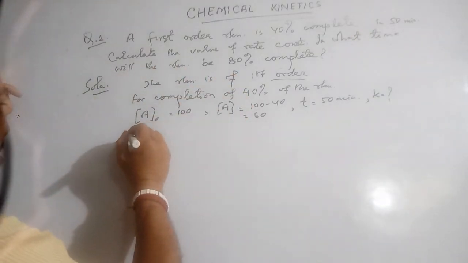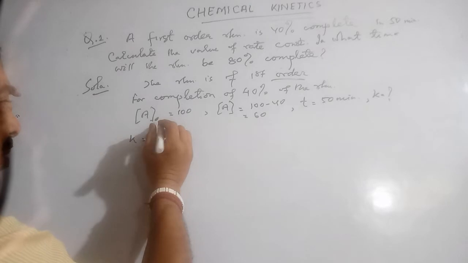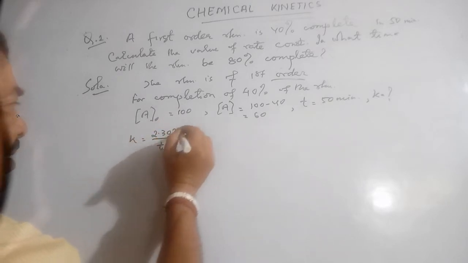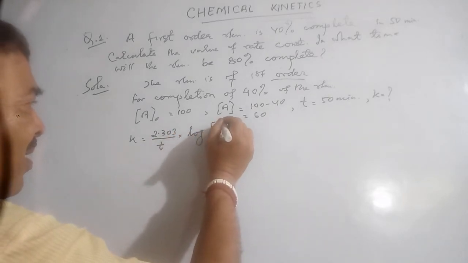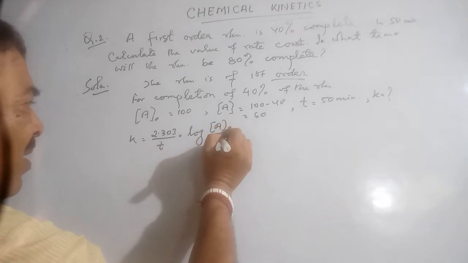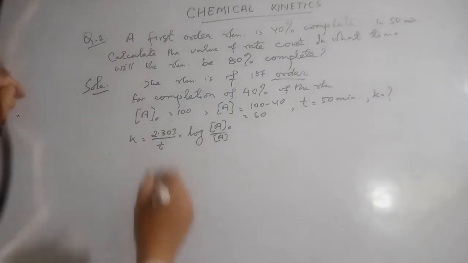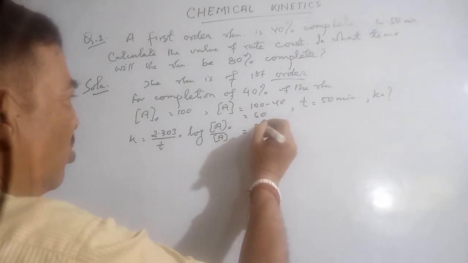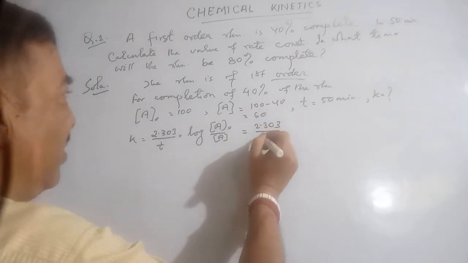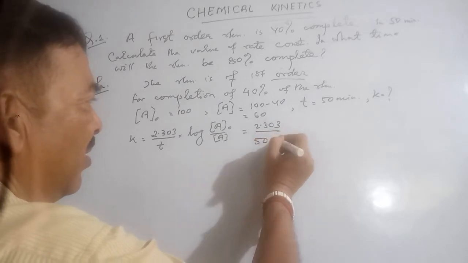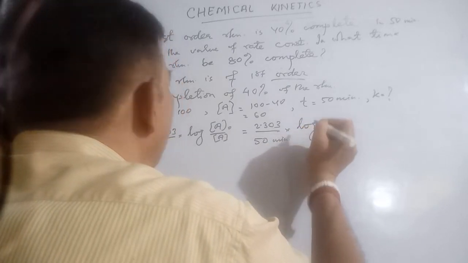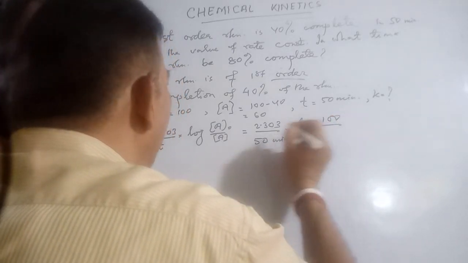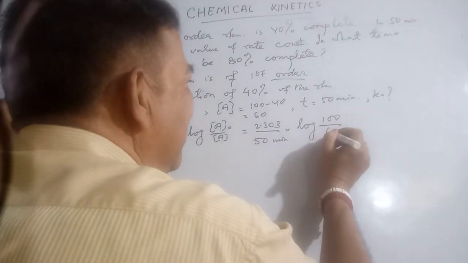The reaction is of first order, so K is equal to 2.303 by T into log A naught by A. Substitute the values. 2.303 by time, which is 50 minutes, into log 100 by 60.